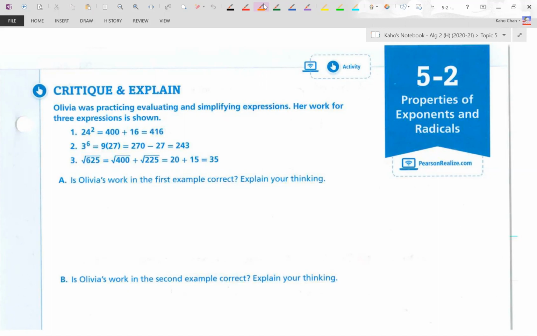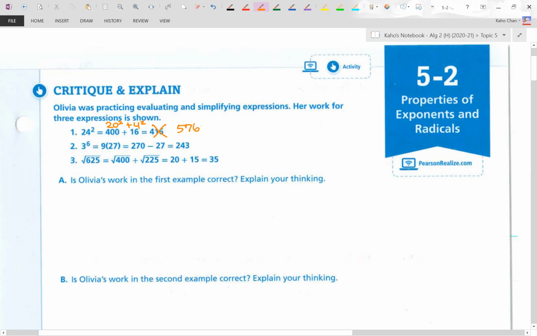What she did was she broke up 24 squared to 416. Unfortunately, that is incorrect. She was trying to square 20, I guess, and 4. That doesn't come out to 416. The true square of 24 squared is 576.